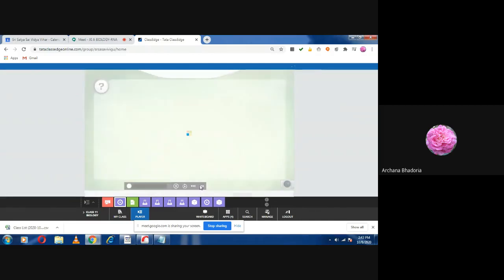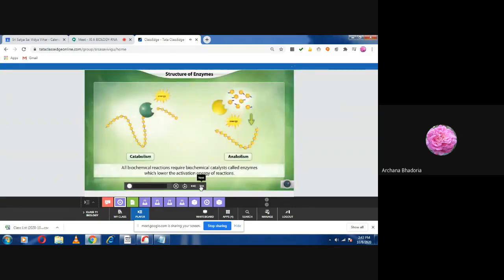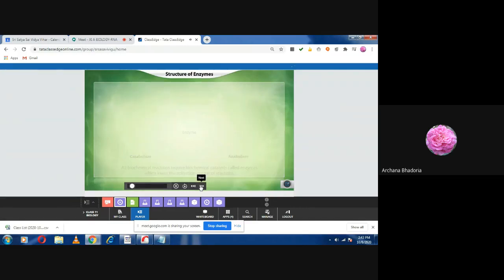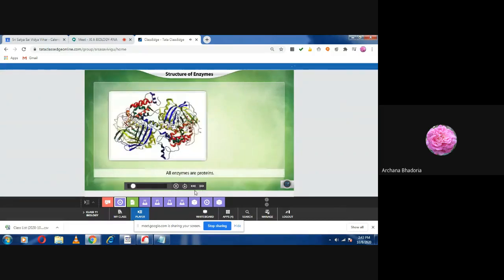So, all metabolic processes involve biological molecules called enzymes that act as catalysts. Enzymes help in increasing the speed of the reactions by lowering their activation energy. Chemically, all enzymes are proteins as they are made of amino acid chains, which are folded to form a three-dimensional globular structure.